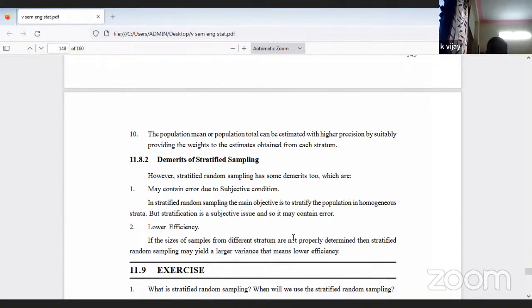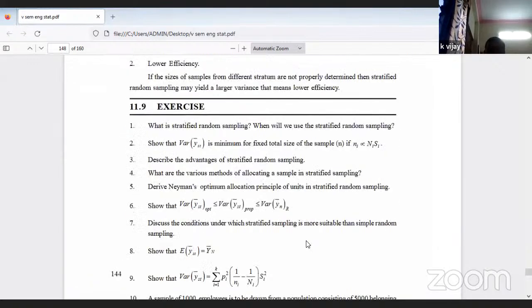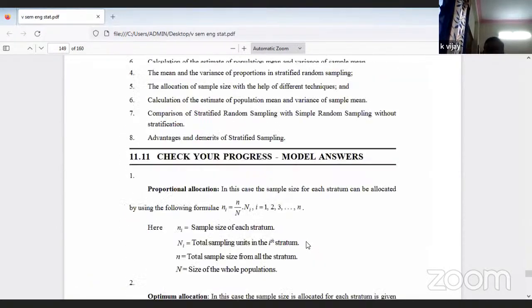So, demerits here. However, stratified random sampling has some demerits too. It may contain error due to subjective condition. In stratified random sampling, the main objective is to stratify the population into homogeneous strata, but stratification is a subjective issue, and so it may contain error. Lower efficiency: if sample sizes of different strata are not properly determined, then stratified random sampling may yield a larger variance. That means a lower efficiency. These formulas must and should be studied, then only you can get good marks.